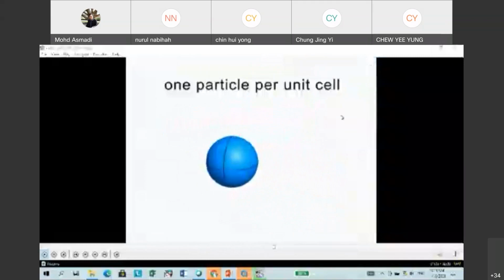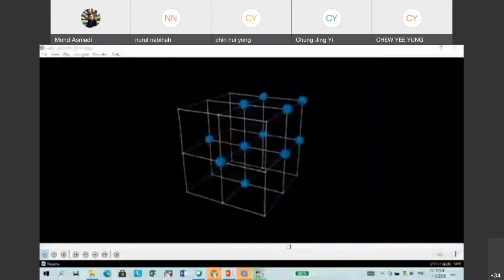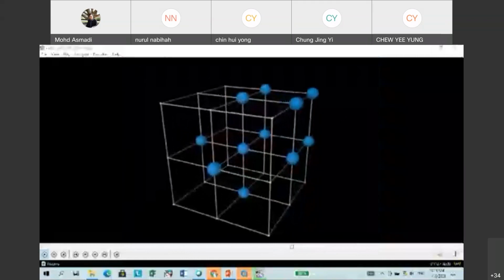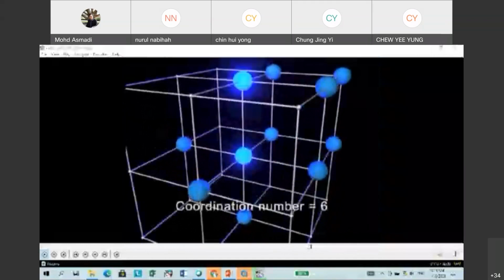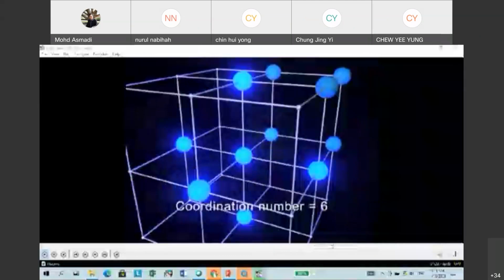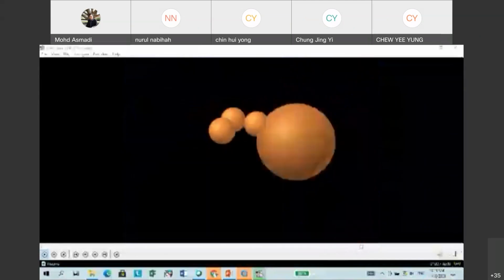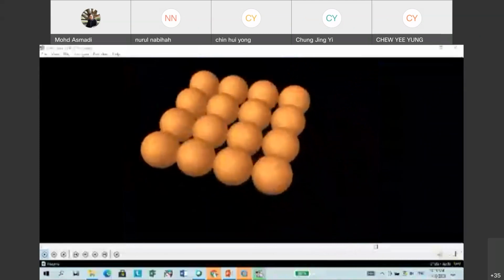Okay, so please remember for simple cubic, for the simple cubics, 1 atom per unit cell. Coordination number is equal to 6. Okay, 1 atom per unit cell. Okay, we have a 6 coordination. This is another one showing that for each unit cell.